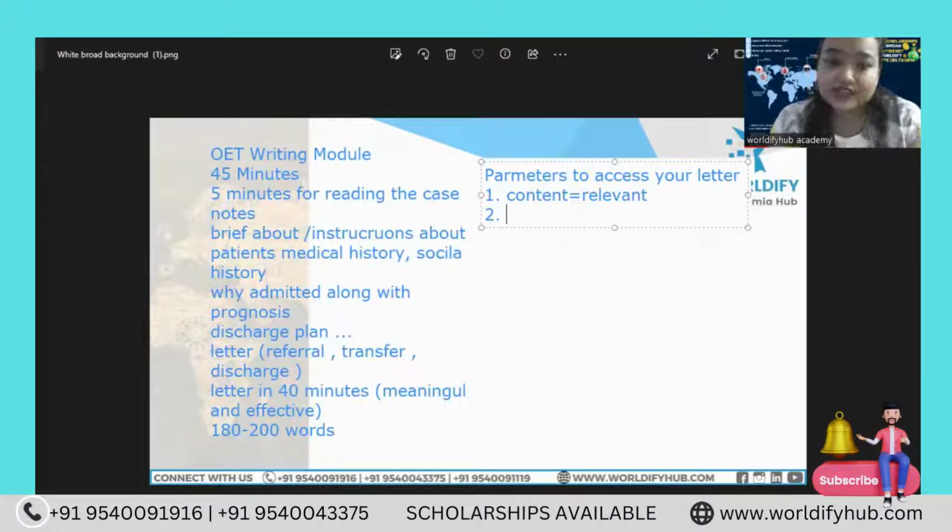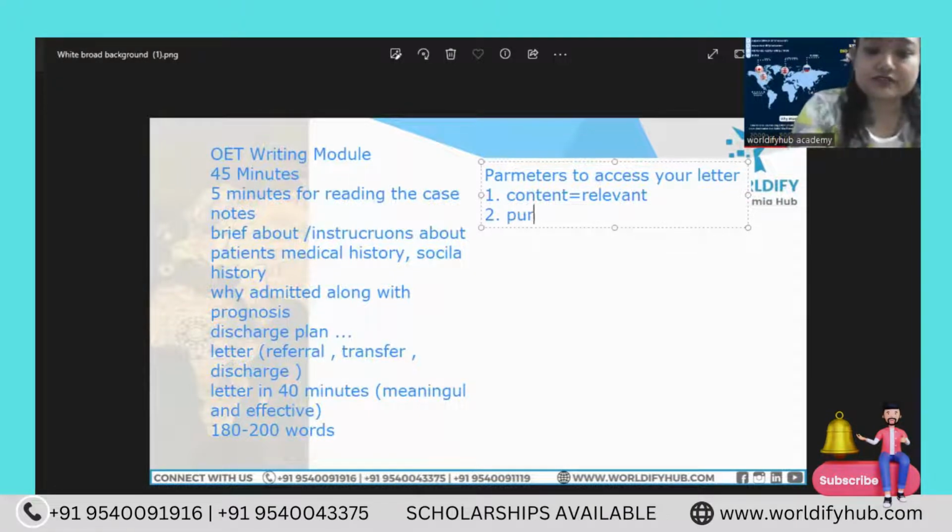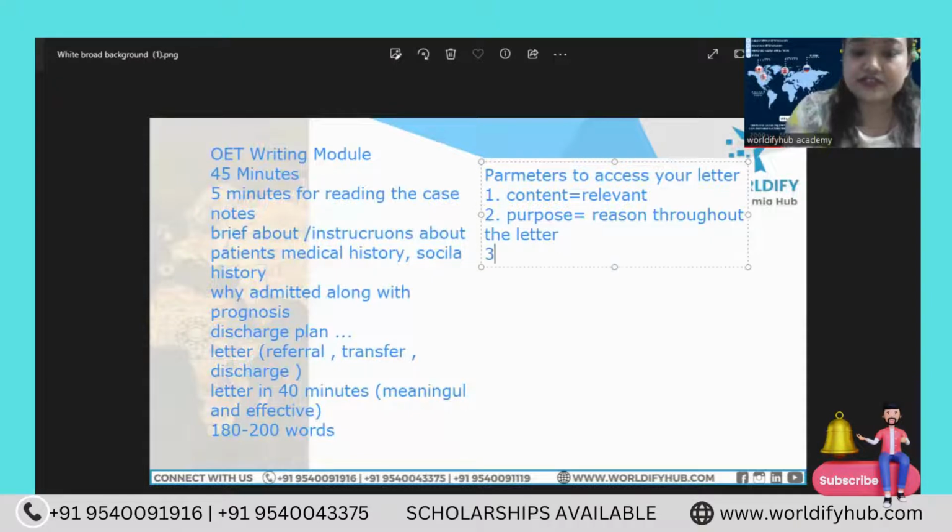The next important thing is your purpose. Purpose is the reason why you are writing the letter. That should be reflected throughout the letter: why this letter is being written, about the patient, his brief history, why he was admitted. Everything has to be written very properly. You should be well aware of why you are writing this letter.